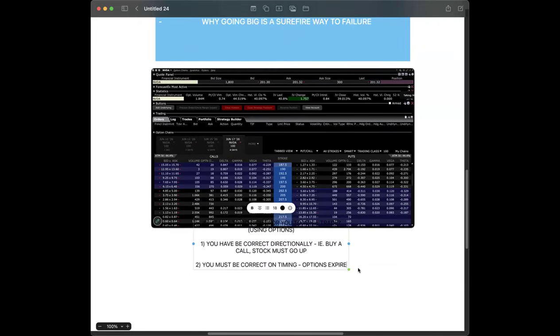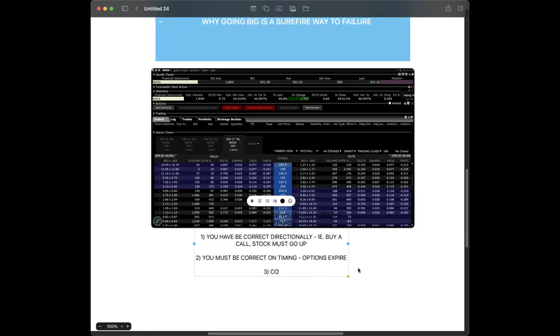And then beyond that, you have to be correct on magnitude of move. Because you're paying a premium for the option, you need an actual move in excess of the spot price moving, essentially. That's a bad way to phrase it, but you need pretty much the underlying asset to move oftentimes more than what you paid for the premium to monetize it, to make a profit, essentially.